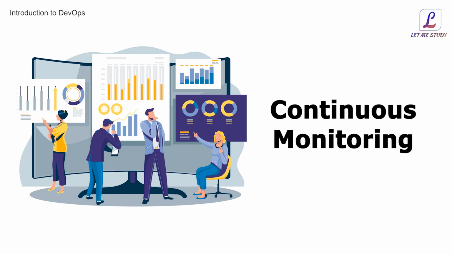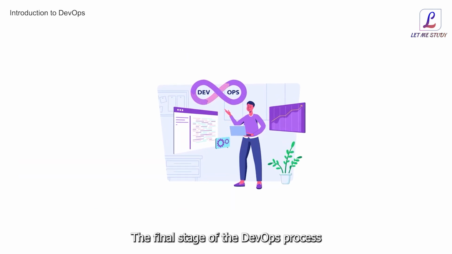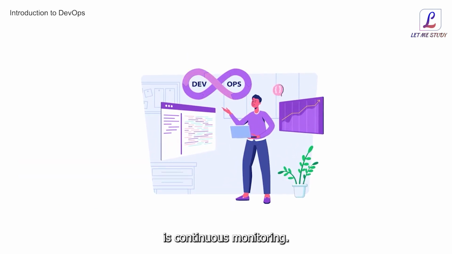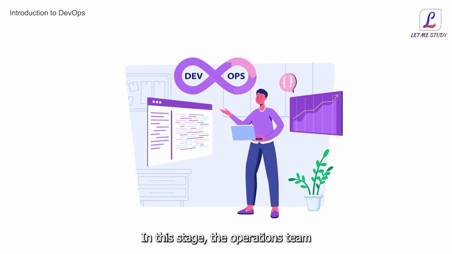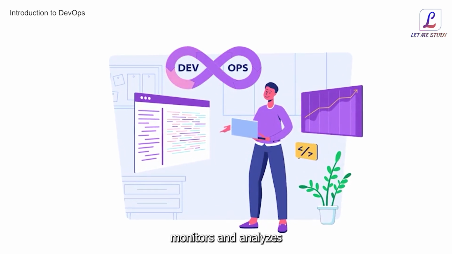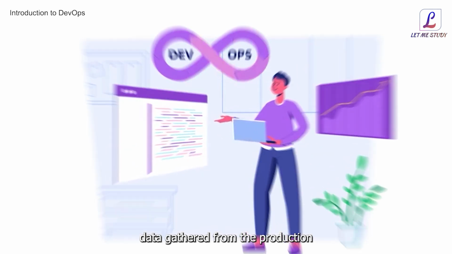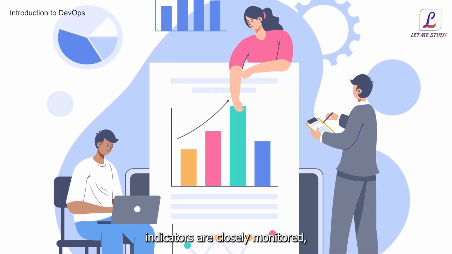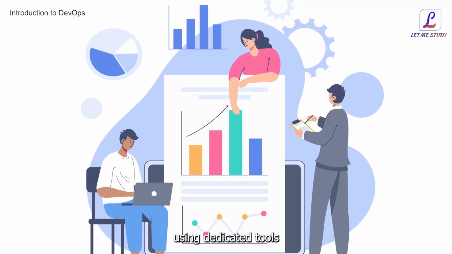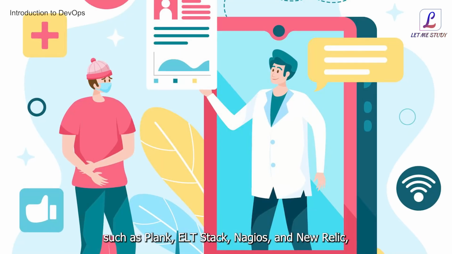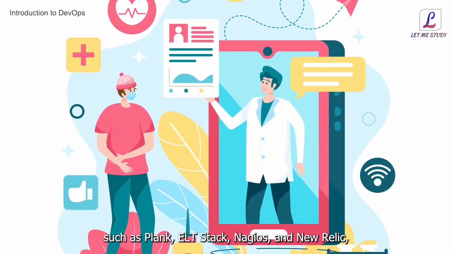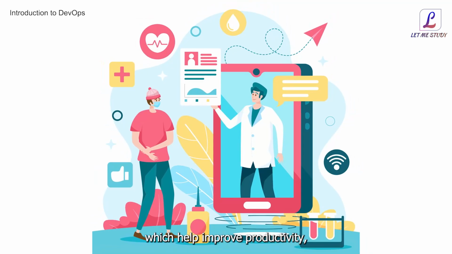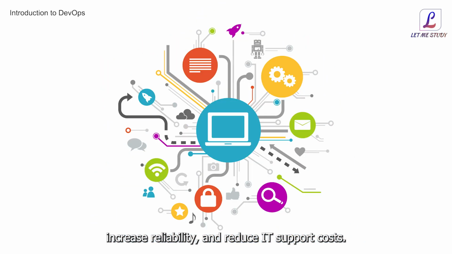Continuous monitoring. The final stage of the DevOps process is continuous monitoring. In this stage, the operations team monitors and analyzes data gathered from the production environment to identify any bugs and make adjustments as necessary. Key performance indicators are closely monitored using dedicated tools such as Splunk, ELK Stack, Nagios, and New Relic, which help improve productivity, increase reliability, and reduce IT support costs.